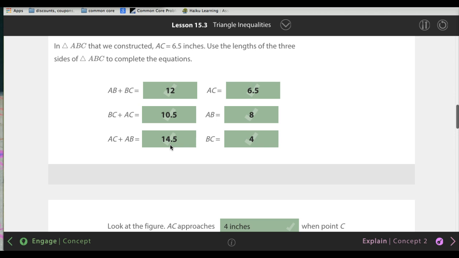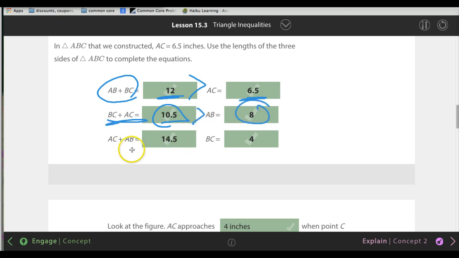Another thing I want you to notice is that when you add two sides together, this number is always bigger than that number, okay? When you add these two segments, the sum is always bigger than the remaining side. And again, when you add these two, this number is bigger than that, okay? That is called the Triangle Inequality Theorem, okay? But anyhow.